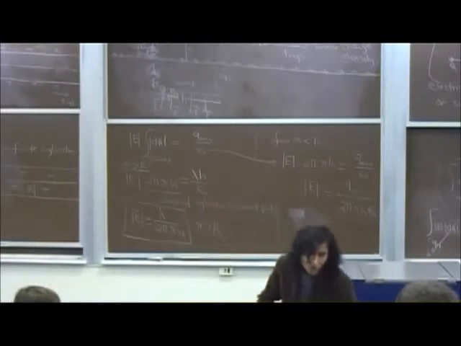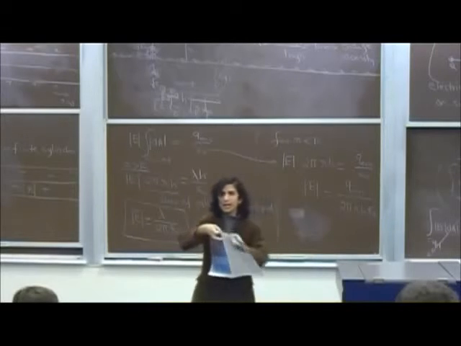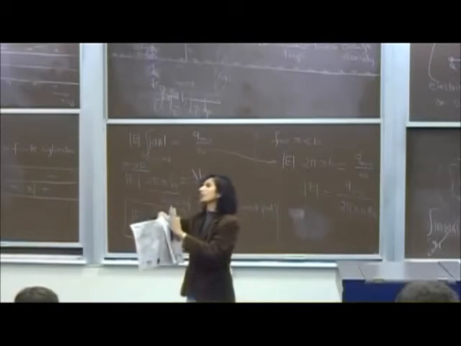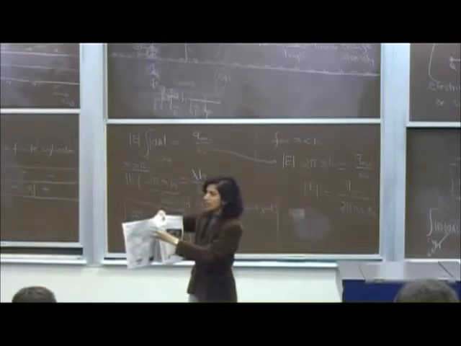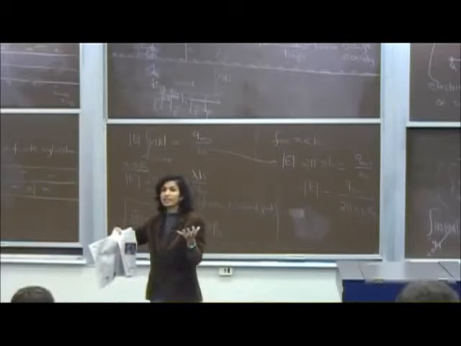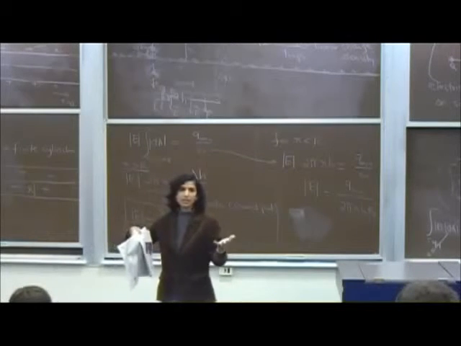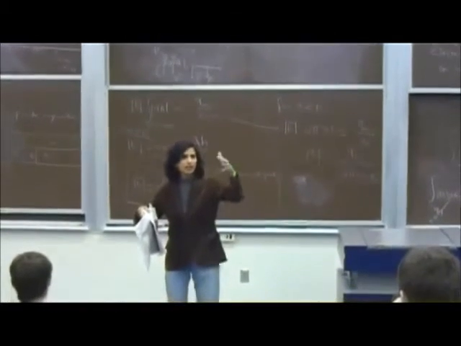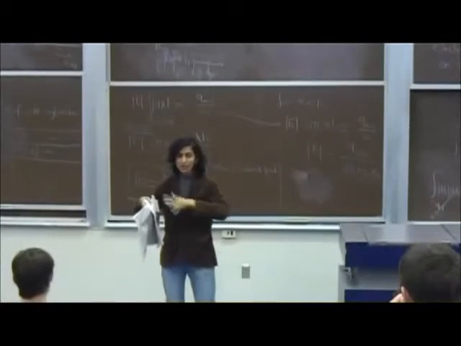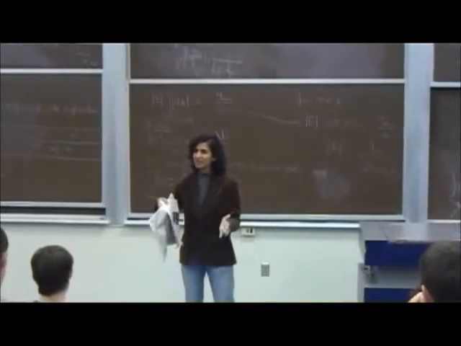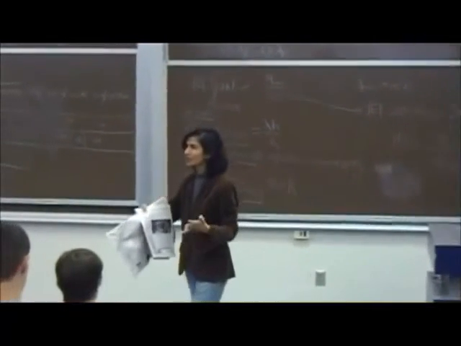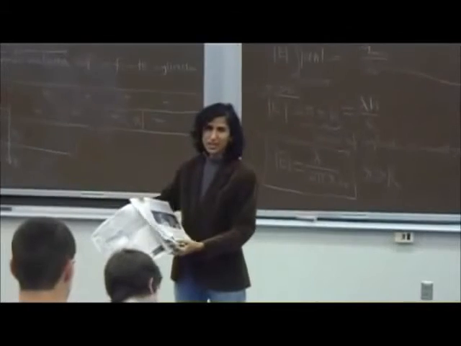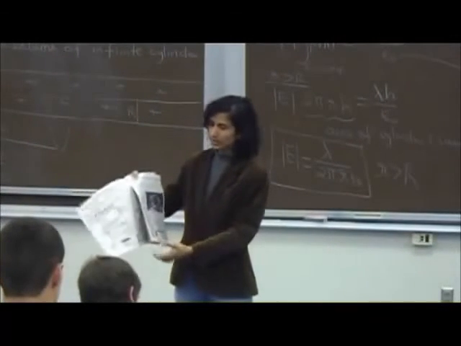So let's say that this is my sheet, okay? And on this sheet I have charge uniformly distributed, so that means charge per unit area is constant. Let's call it sigma. Sigma is the charge per unit area. Usually that's the symbol people use. For charge per unit length they use lambda. For charge per unit area they use sigma. For charge per unit volume they use rho.